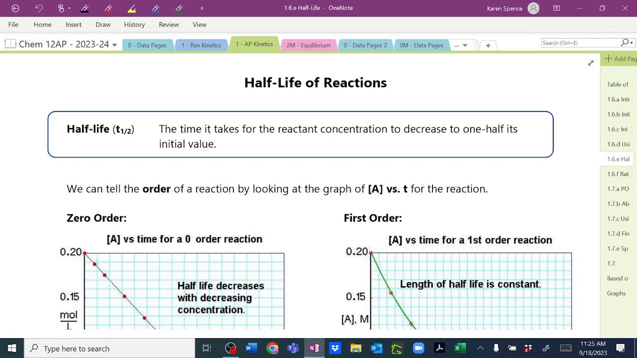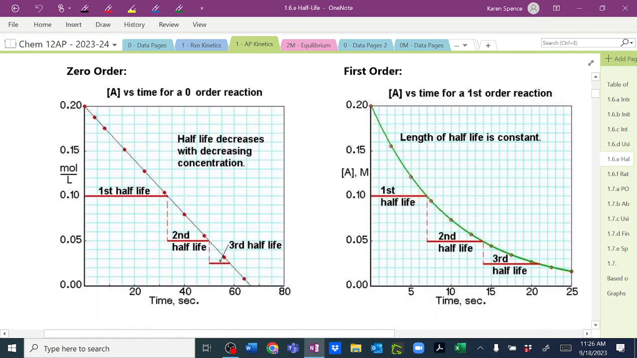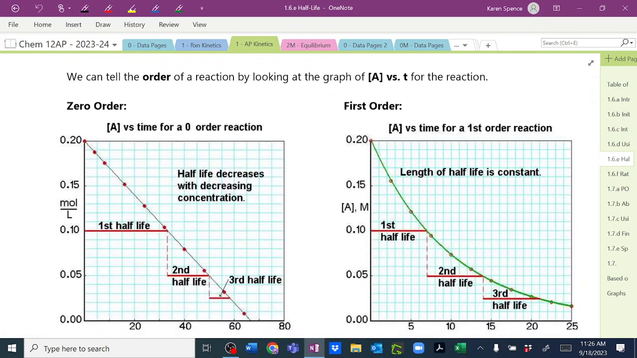Okay? Now, half-life varies depending on whether you have a zero-order reaction, a first-order reaction, or a second-order reaction. So if we look at this particular 0th order, of course, the concentration of A versus time is a straight line. So it takes that much time there to get cut to half the original concentration.